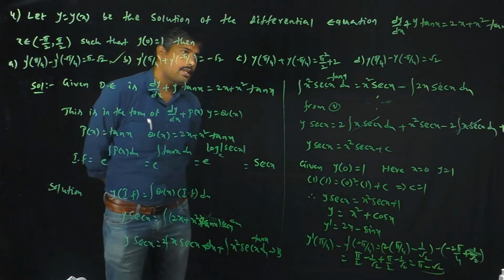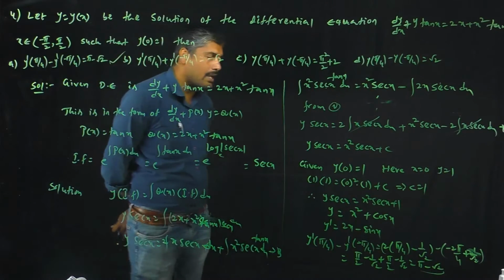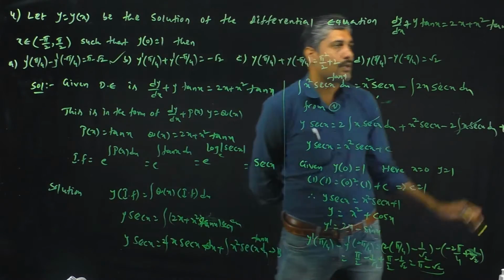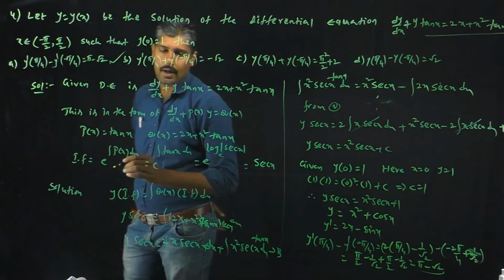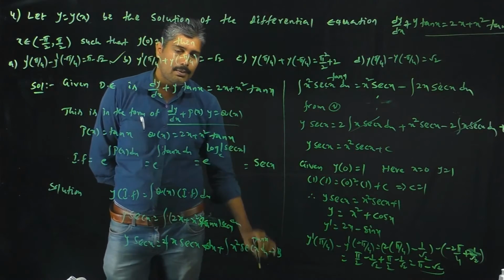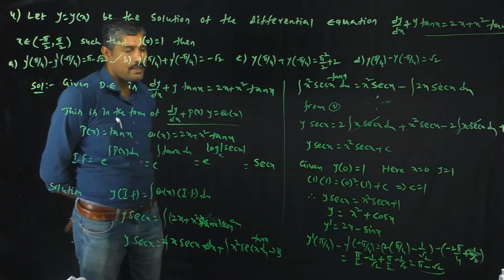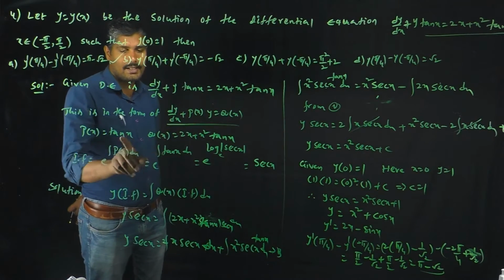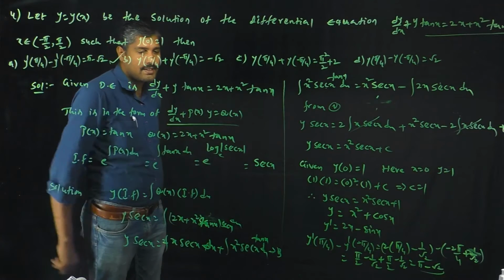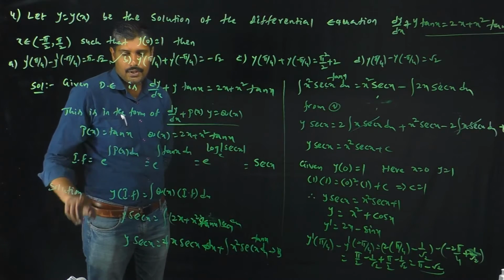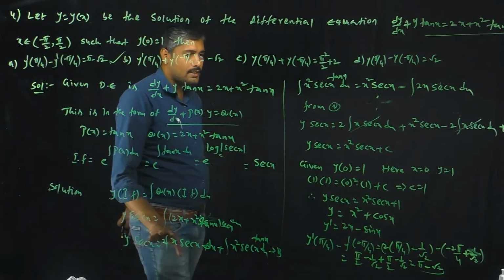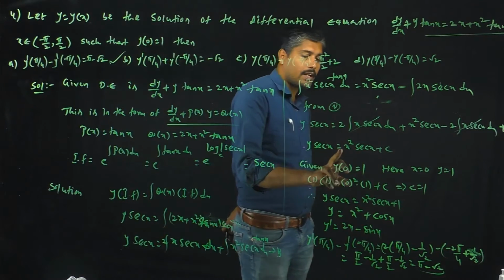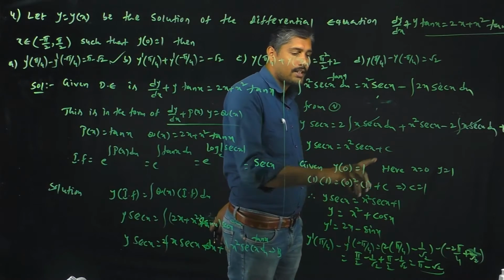See once again, given differential equation is dy by dx plus y into tan x equals 2x plus x squared tan x, right? Clearly this is in the form of dy by dx plus p of x into y equals q of x. Here p of x equals tan x and q of x is 2x plus x squared into tan x. First we find the integrating factor, right? Then solution is, we are getting y into secant x equals x squared into secant x plus c.